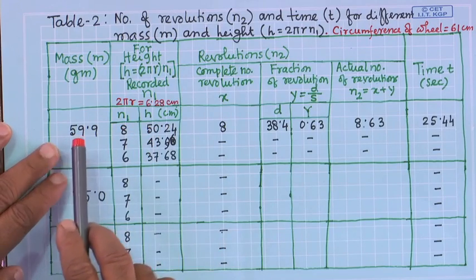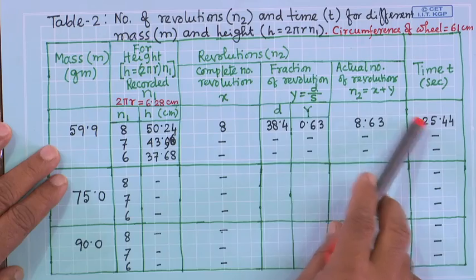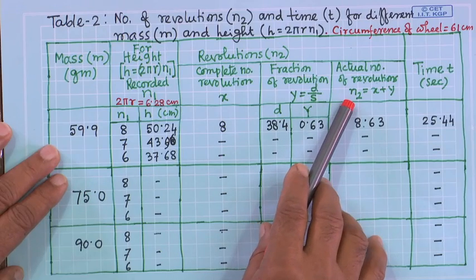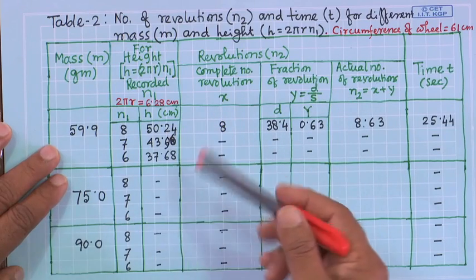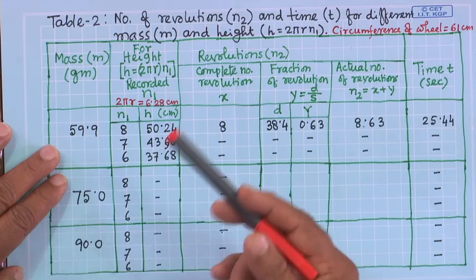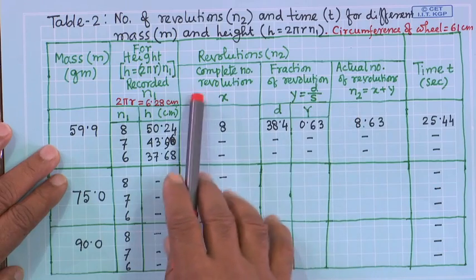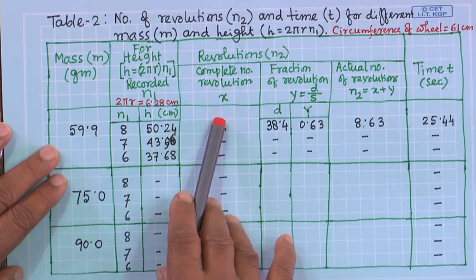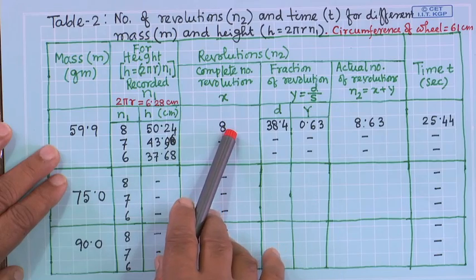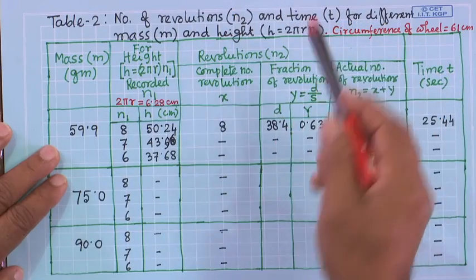For each height of this mass, we now have to find the time as well as the number of revolutions, that is n2. Before coming to rest, we may not have all complete rotations, so there may be a fraction of revolution. So in the column, the number of complete rotations is say x. In our case, for this height there are 8 complete rotations, and after that there is a fractional rotation that we have to find out.